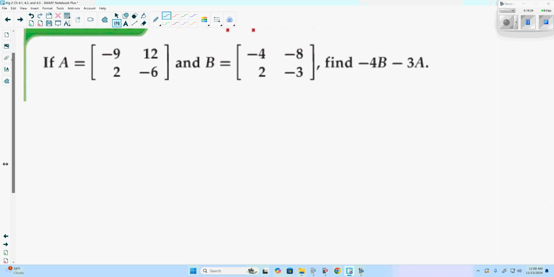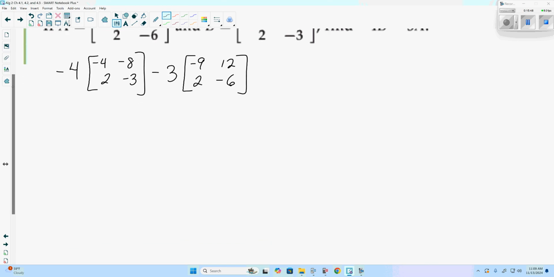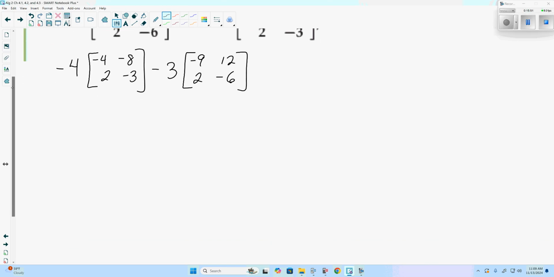Only other thing we can do with scalars is addition and subtraction as well; we do them together. We do them at the same time. So we have negative 4 times b minus 3 times a. Now before we start adding or subtracting, we have to apply the scalar. Well, for the first one, all that means is we're going to multiply everything by negative 4. Now we can write it out. There's nothing wrong with that.